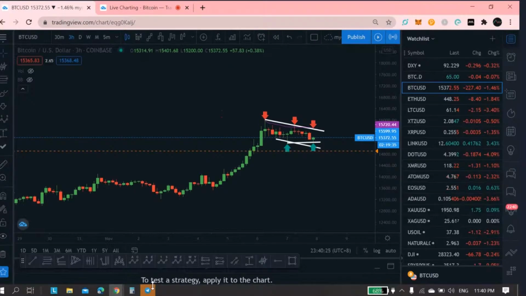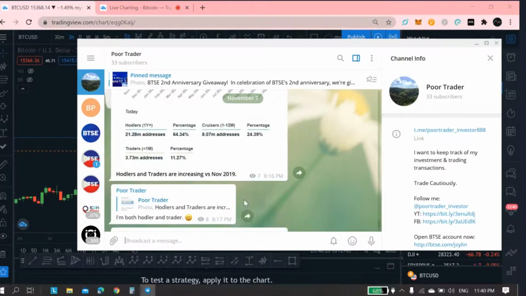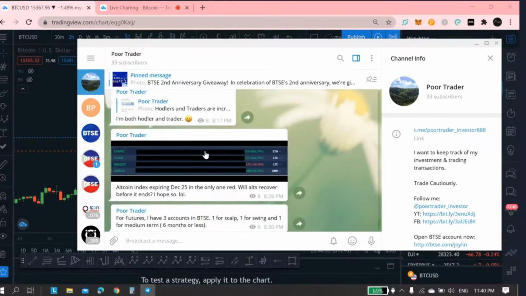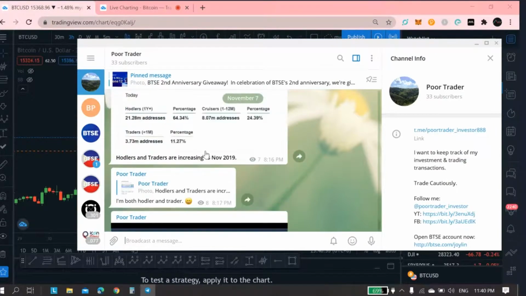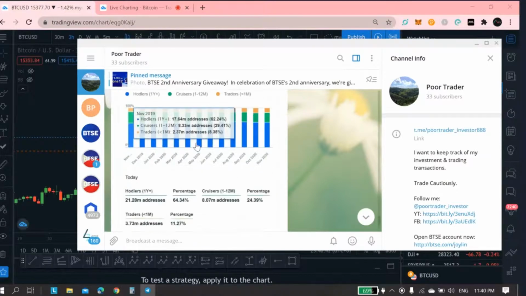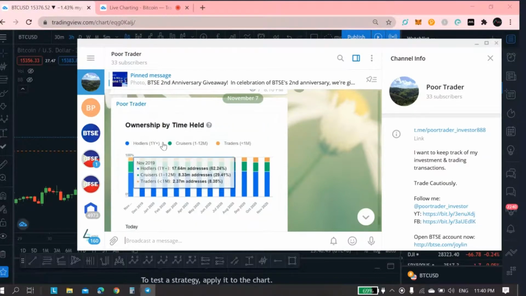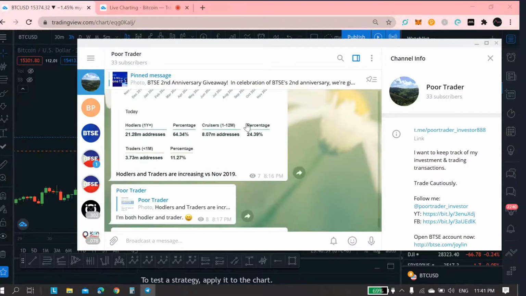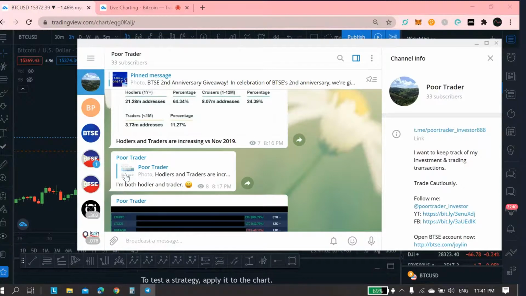Yeah, because I was looking at the Bitcoin chart a while ago. I mean the Bitcoin stats, this one. I think the source of this is blockchain.com. So I just look at the ownership by time held. I'm a holder, 1 year plus; cruisers, 1 to 12 months; and traders, less than 1 month. So I'm both a holder and a trader. So there, I'm just also answering my own questions.